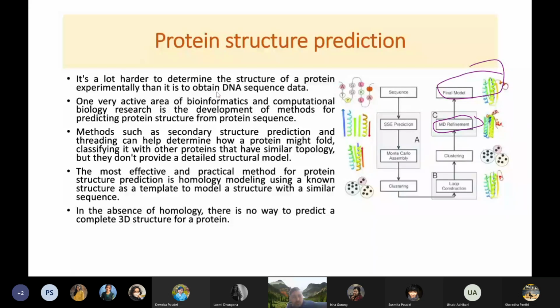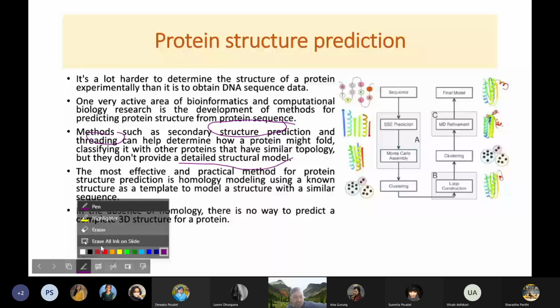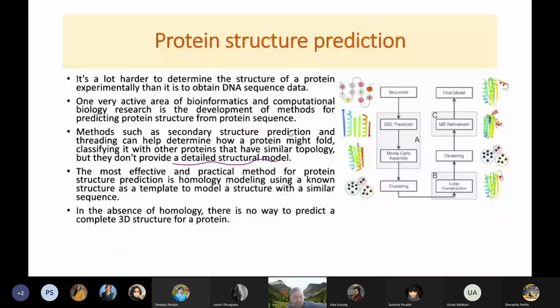So here you can use the bioinformatics and computational tools to go from the sequence to the final model. So methods such as secondary structure prediction, threading can help determine how a protein might fold, classify it with other proteins that have similar topology, but they don't have to have a detailed structural model. So first you don't come up with a detailed structural model. You come up with something, and then you refine that model continuously. So threading भनेको के हो?